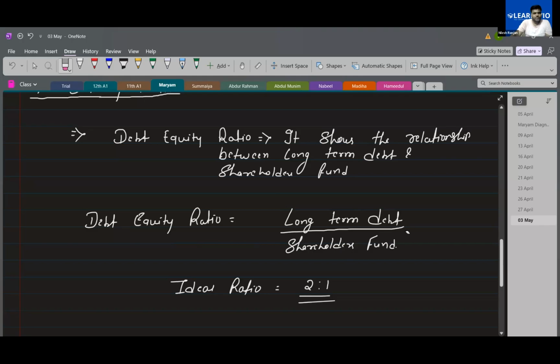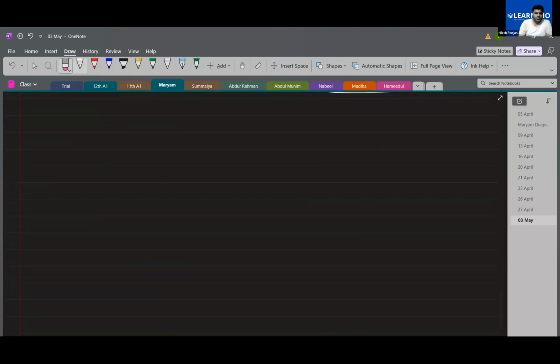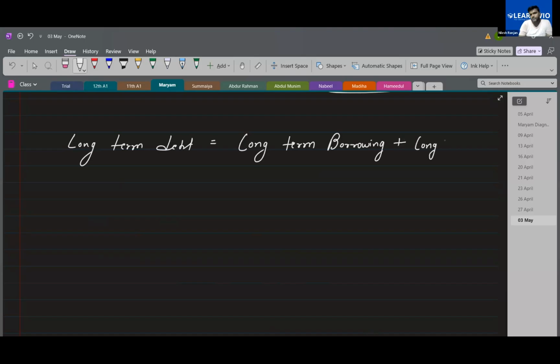Actually, you have the theory. If you have already written these, then you don't have to write it. I've already written these. So what is long-term debt then? Long-term debt means long-term borrowing plus long-term provision.